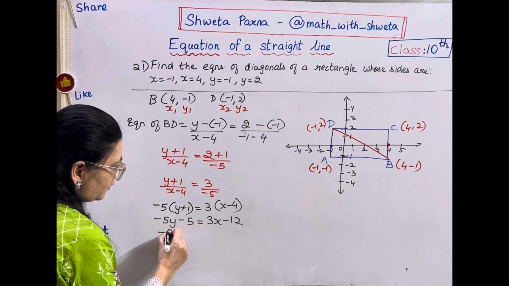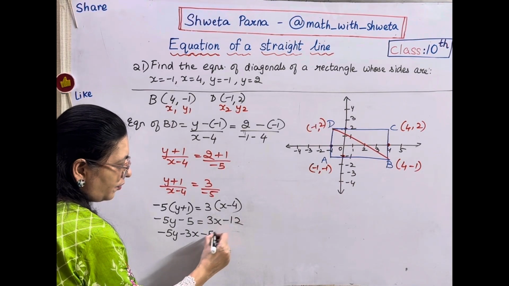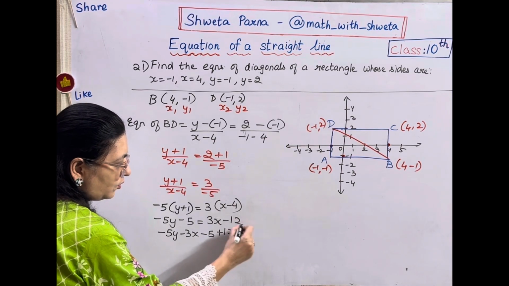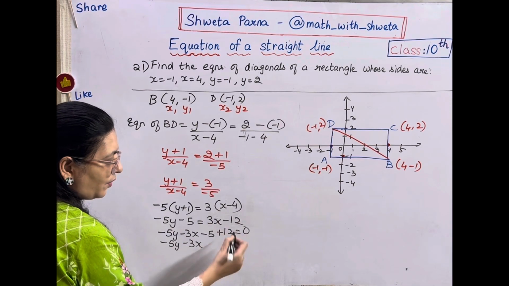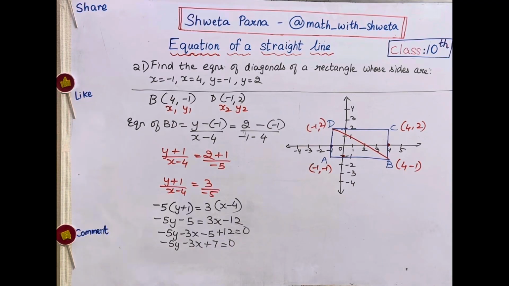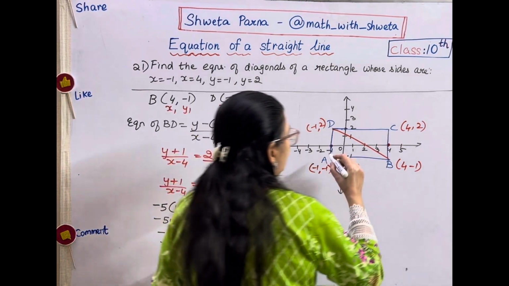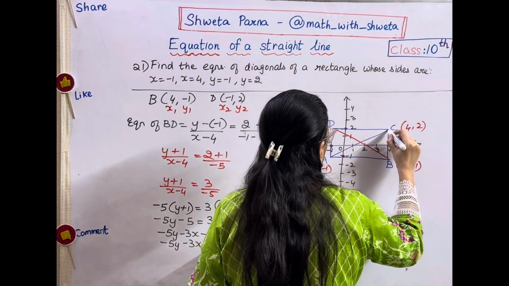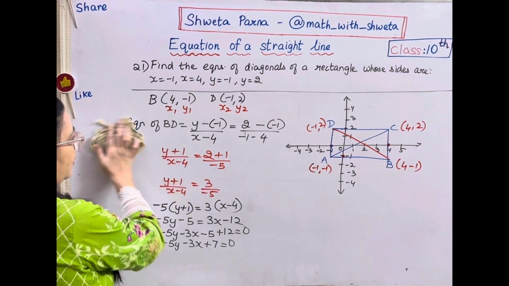Bring everything to one side. Minus 3x minus 5 plus 12 is equal to 0. So the equation would be, minus 5 plus 12 is 7, is equal to 0. This is the equation for the diagonal BD. Now you have to find the equation for diagonal AC also. You will do the same method. Okay, let's do this.